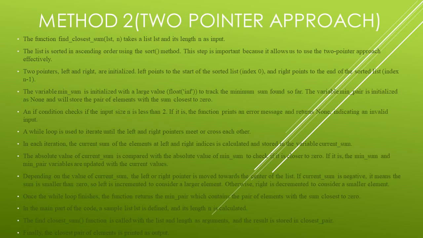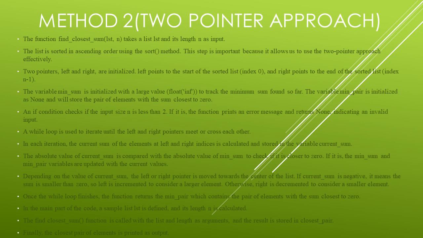The variable min_sum is initialized with a large float value to track the minimum sum found so far. The variable min_pair is initialized as None and will store the pair of elements with the sum closest to 0. And an if condition checks if the input size n is less than 2. If it is, the function prints an error message and returns None, indicating an invalid input.